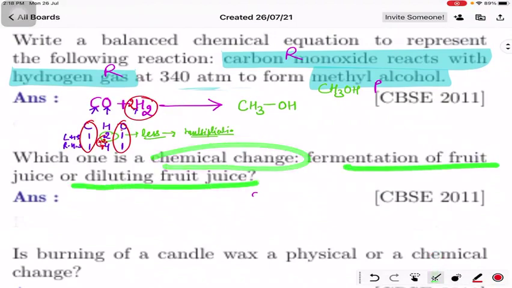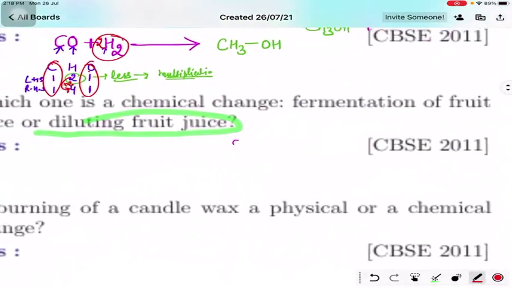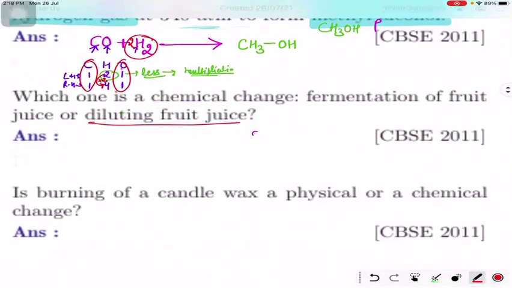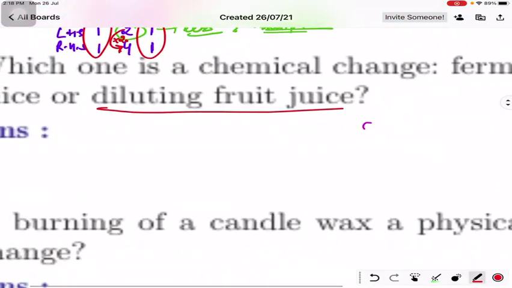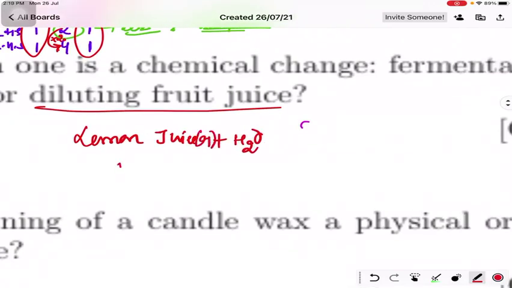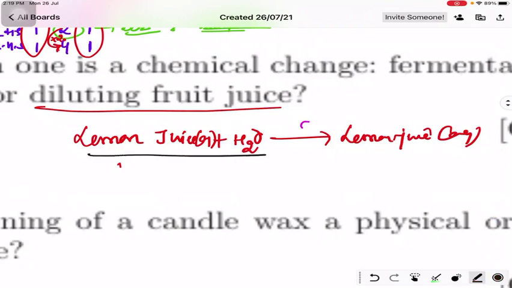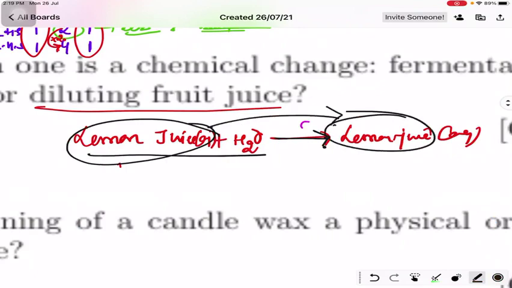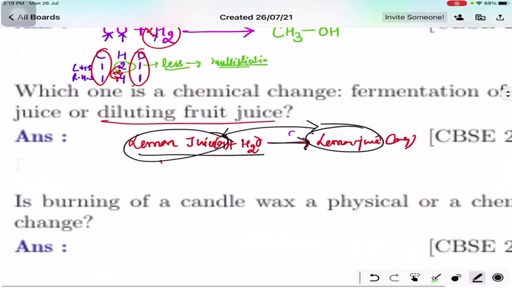Fermentation of fruit juice or diluting of fruit juice. Now we know diluting a fruit juice. If I am writing lemon juice here and I am adding water into it, I will write lemon juice aqueous plus water gives lemon juice aqueous. You can see that on either side of this arrow, your lemon juice remains lemon juice only. There is no new substance formed during this conversion. So this is not a chemical change, this is a physical change.